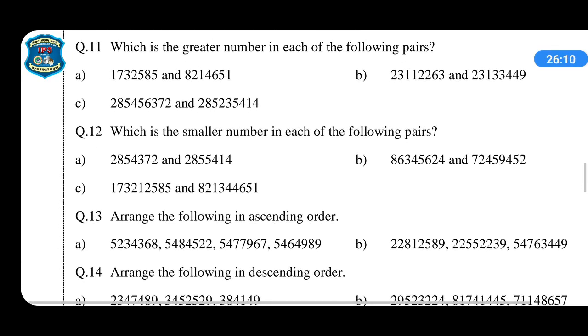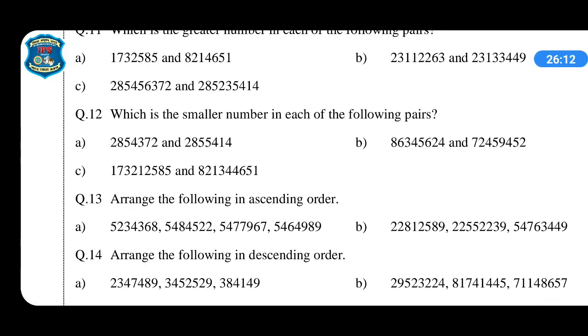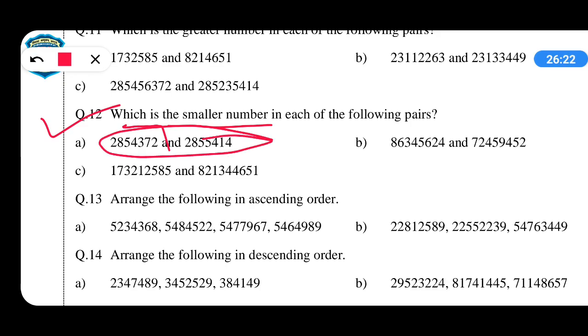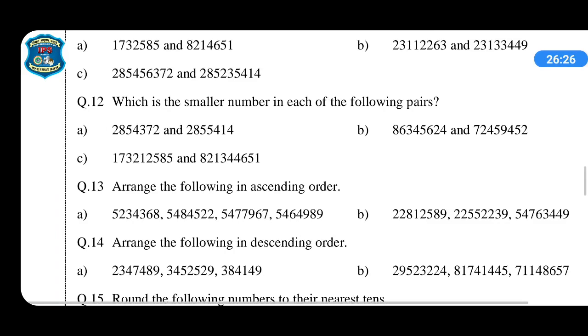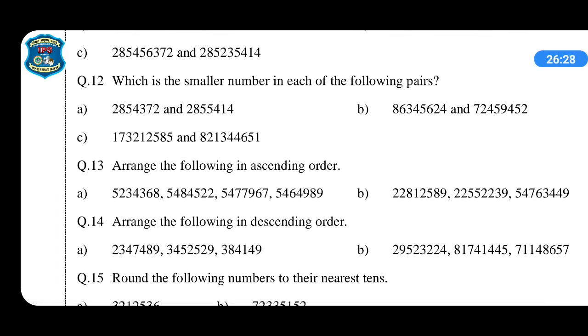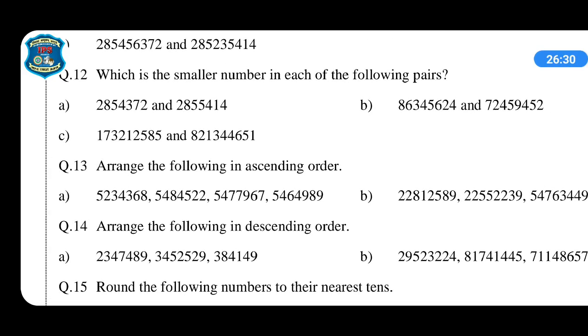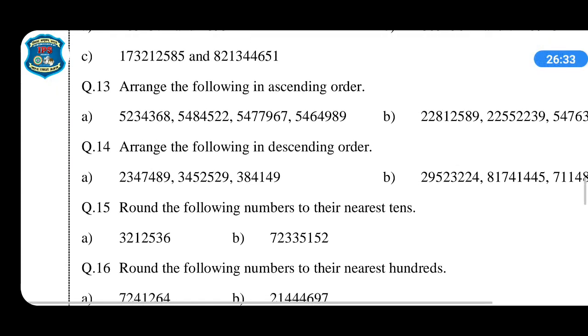Now let us see question number 12. Again the question number 12 is same as the 11th. It is which is the smaller number. Now you have to find the smaller number among these two. In the same way as you have done question number 11, you have to compare, then write which is the smaller number in these two given numbers.